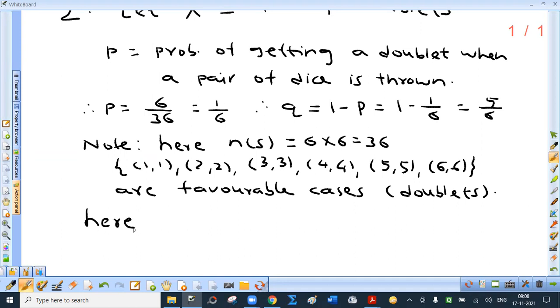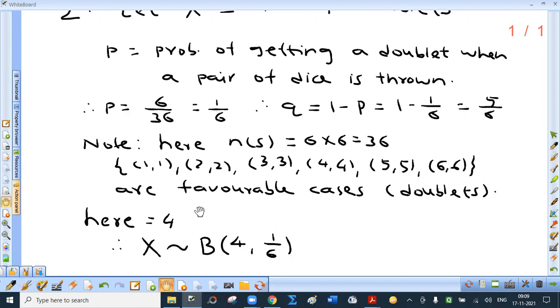It is performed 4 times. Read the sum. A pair of dice is thrown 4 times. So n equal to 4. Therefore, random variable x follows binomial distribution with parameters n, p. What is n? It is 4. And what is p? 1 upon 6.